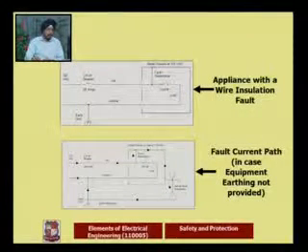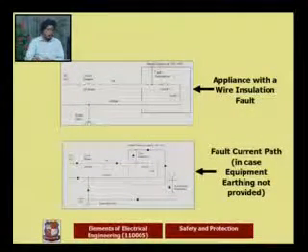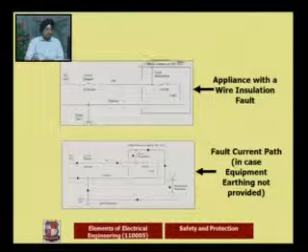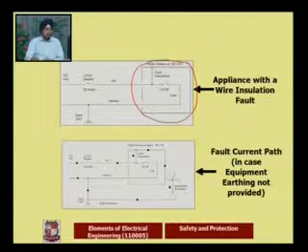Diagram for the understanding of the same. One simple system, 120 volt, is taken. What happened? This is the chassis of one frame or one equipment, the outer side body, where some fault is there.